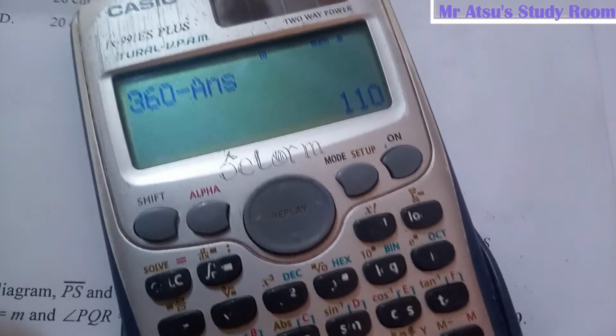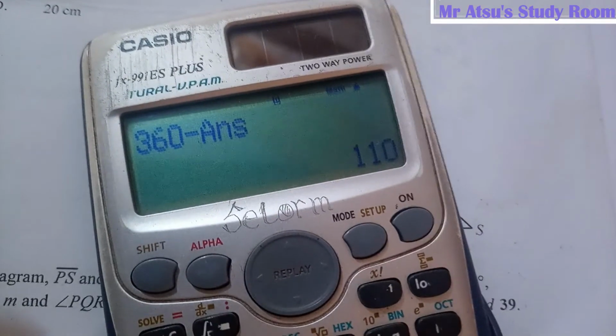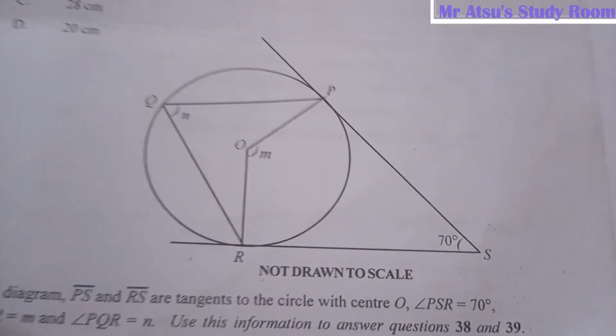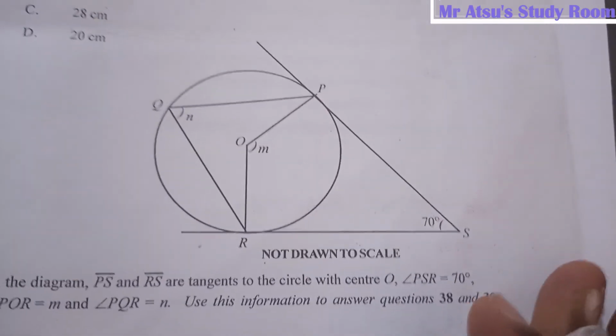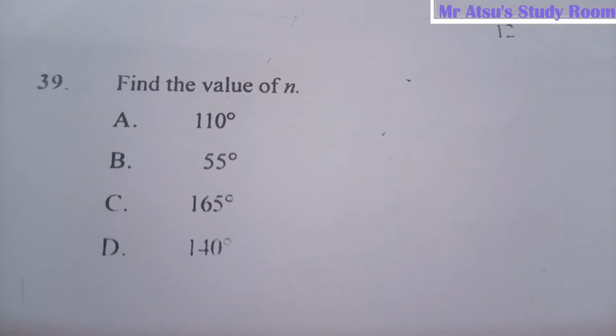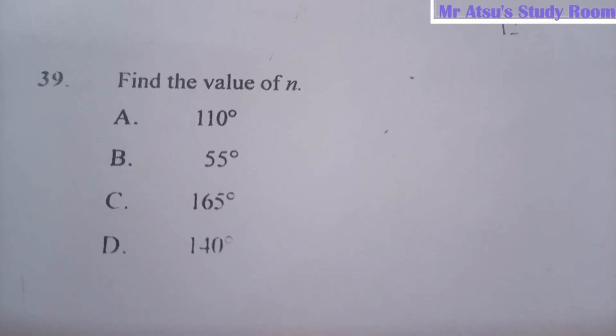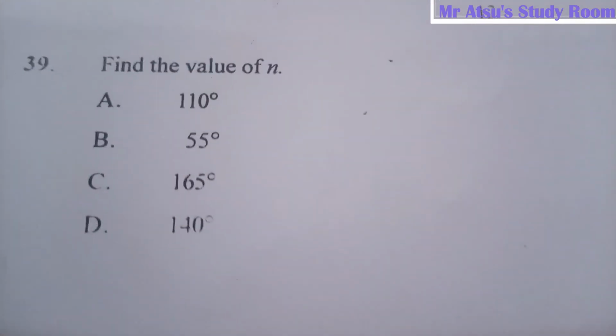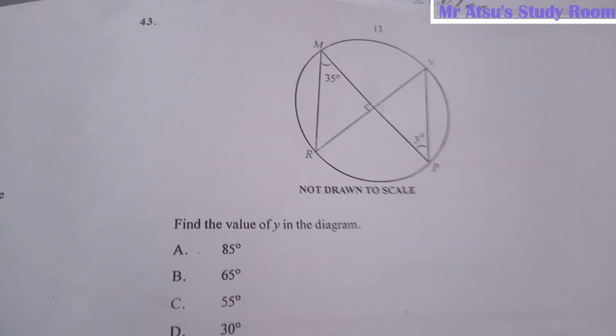So I don't even need to cancel. I just do divided by 2. And that is 55 degrees. And when we go and look through our answers, the correct option is B. Or the correct answer is option B. Alright. Let's move on to the next question.